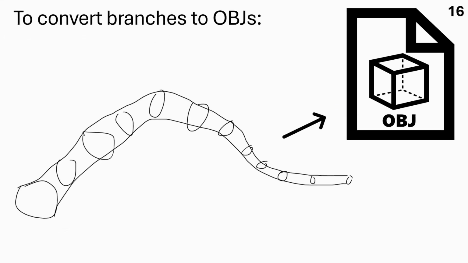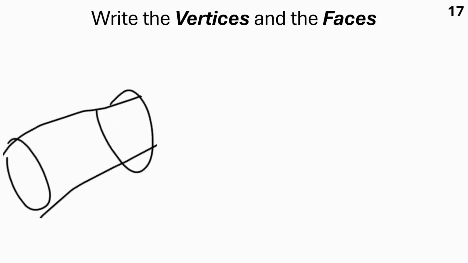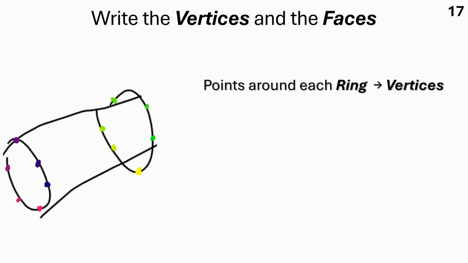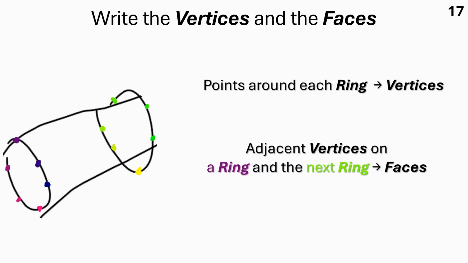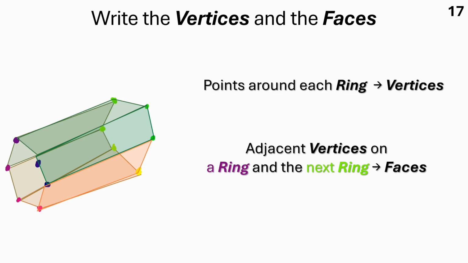So to convert a branch to an OBJ file, all we need to do is write the vertices and faces to a file. So let's do that. This is a segment of a tube, just two rings next to each other. All we need to do is place some points around a ring, and that gives us the vertices. So here it is with 6 points per ring. And then for the faces, all I need to do is take two adjacent vertices on one ring and the next ring, and that becomes a face. And there we go. We have that segment completed, and we just repeat that for the entire tube, and now we have the entire branch written to an OBJ file.